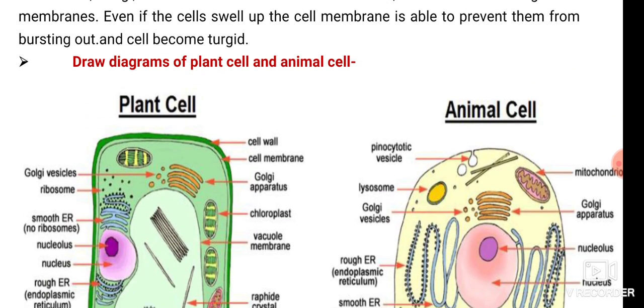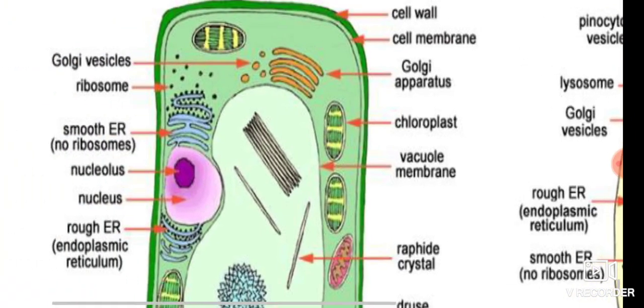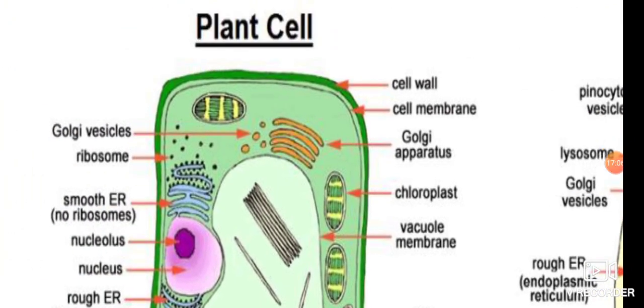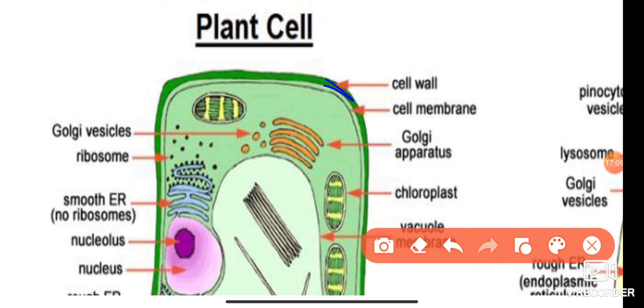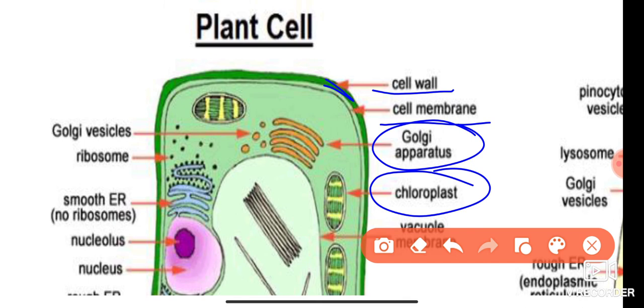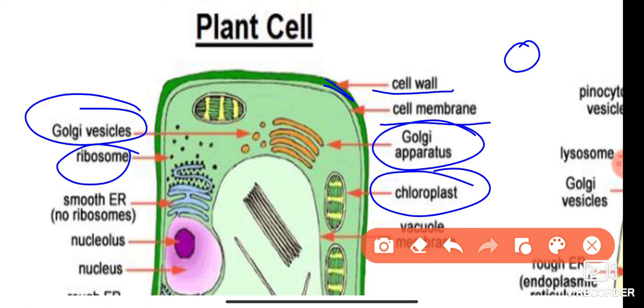Now we discuss the structure of plant cell and animal cell. First we discuss the parts of a plant cell. The plant cell has an outer hard covering known as the cell wall. Then the inner membrane attached to the cell wall is the cell membrane. Golgi apparatus are called dictyosomes in plant cells. These are chloroplasts which contain chlorophyll, and Golgi vesicles, the ball-like structures. Ribosomes, the granular structures. Smooth endoplasmic reticulum which contains no ribosomes over it, and rough endoplasmic reticulum which contains ribosomes over it.